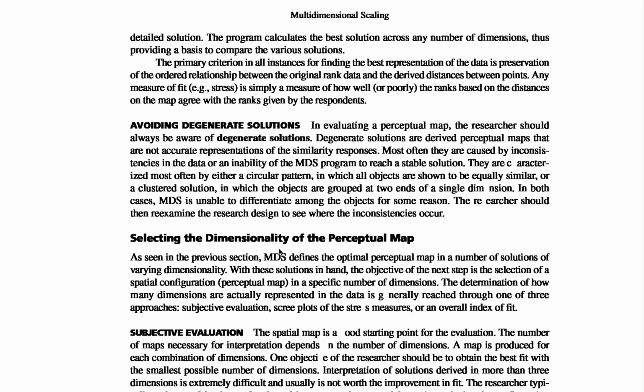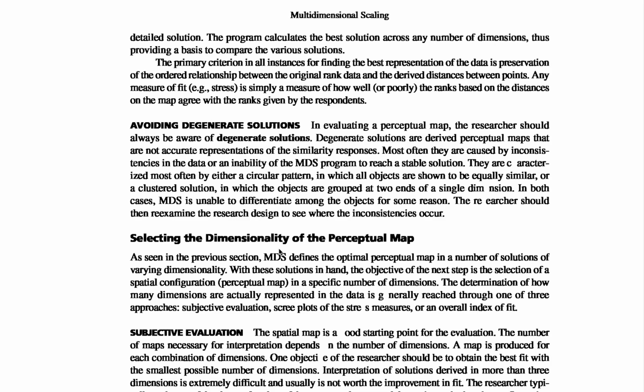Avoiding degenerate solutions. In evaluating a perceptual map, the researchers should always be aware of degenerate solutions. Degenerate solutions are derived perceptual maps that are not accurate representations of the similarities responses.